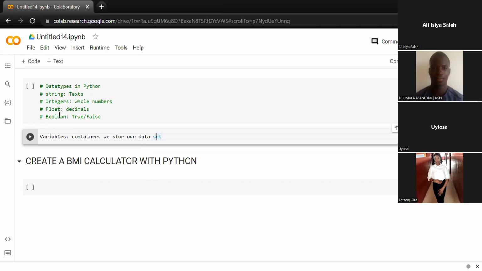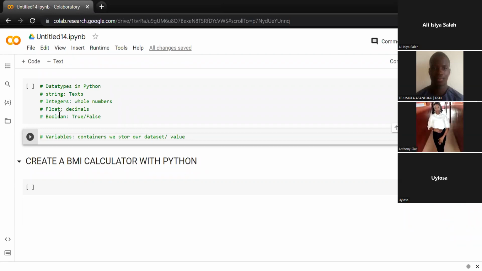Where we store a data set, or we store a value. Let me just say value. So these are variables. We'll be using them, and it's going to be very interesting. If you have any question, you can just drop them in the chat box so that I can pick it from there, and then we can have an awesome time together.